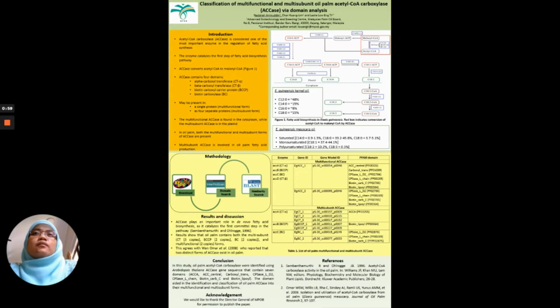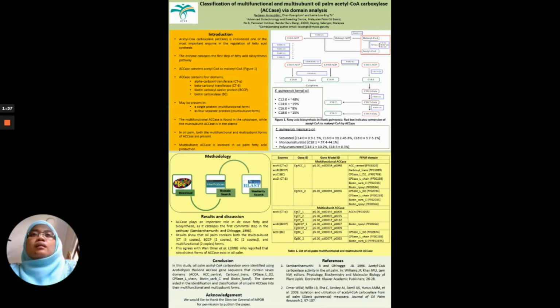The gene family supposedly contains 4 domains, in short form known as CT-alpha, CT-beta, BCCP, and BC. They could be present as a single protein known as the multifunctional form, having all 4 domains, or as 4 separate proteins known as the multi-subunit form. The multifunctional ACCase is found in the cytoplasm, while the other is in the plastid. In oil palm, both forms are present, and the one that is involved in oil palm fatty acid production is the multi-subunit ACCase.